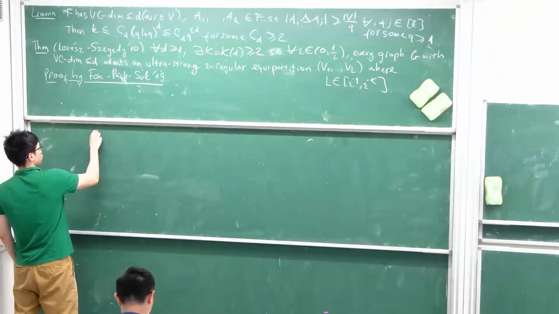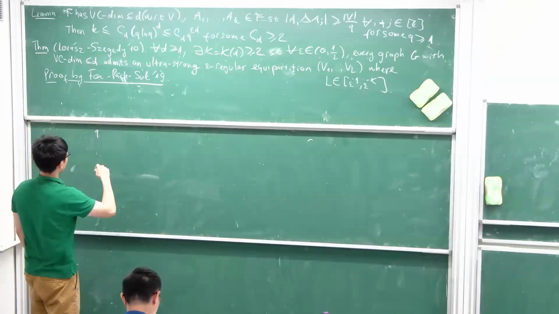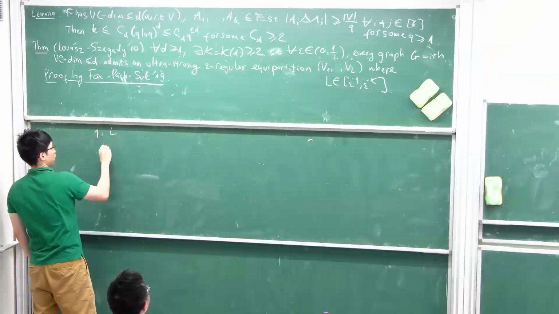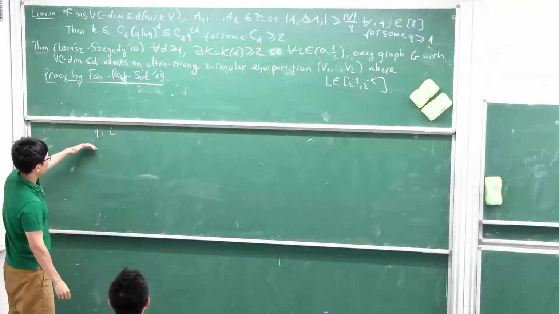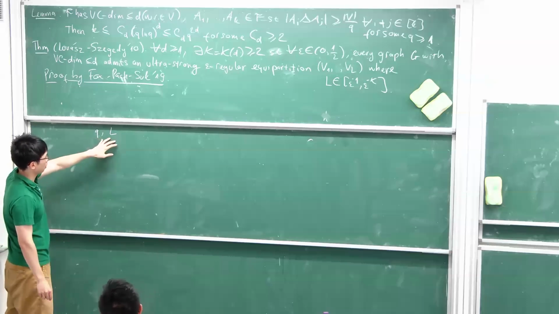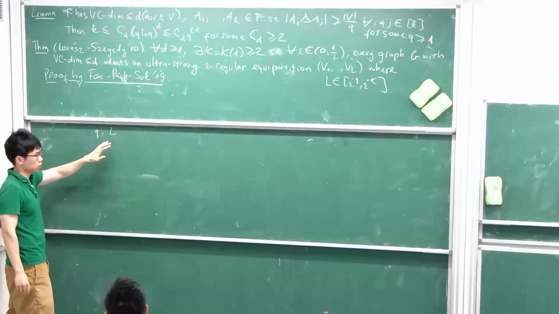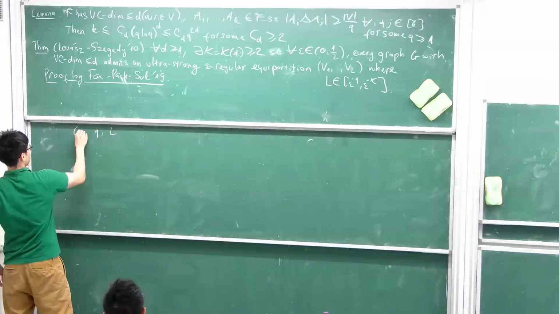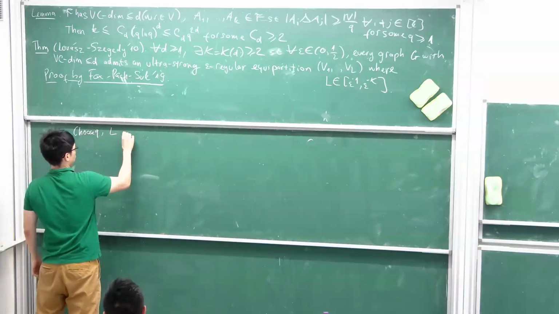The first parameter is Q, which is exactly the Q above, and some number L. At the end, it will turn out that these two numbers behave like polynomials in epsilon inverse. We'll choose them later.